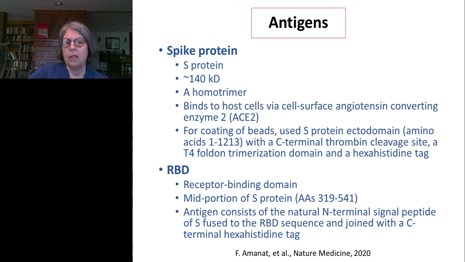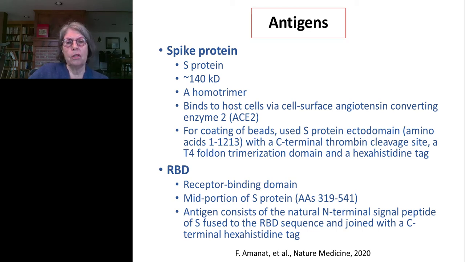For coating the beads that we use in the assay, we use the S protein ectodomain, which is composed of 1,213 amino acids. At the C-terminus of the S protein, a thrombin cleavage site has been added along with a T4 fold-on trimerization domain and a hexahistidine tag. This was designed and expressed by Florian Kramer at Mount Sinai School of Medicine.